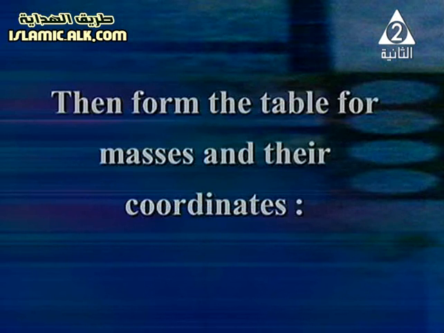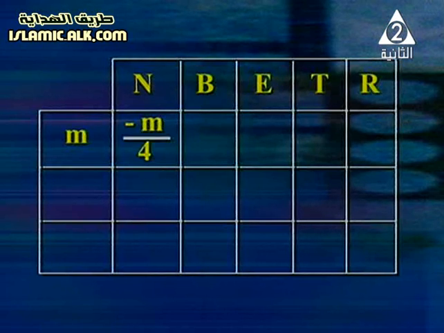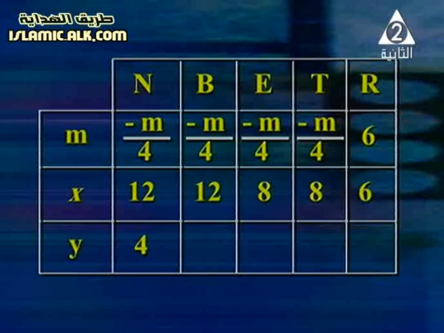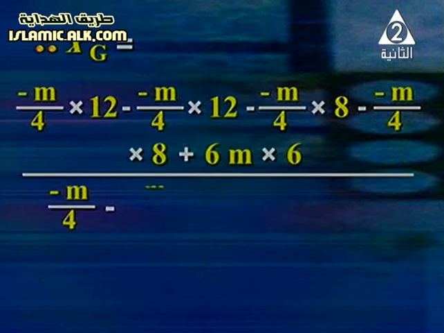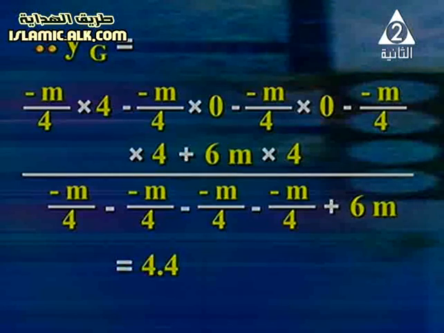We form the table for masses and their coordinates. The table: N, B, E, T, R. The masses are negative m over 4, negative m over 4, negative m over 4, negative m over 4, and R equals 6m. x equals 12, 12, 8, 8, 6, y coordinates 4, 0, 0, 4, 4. By using the rule we find the value of xg equals 5.2. Also yg equals 4.4.